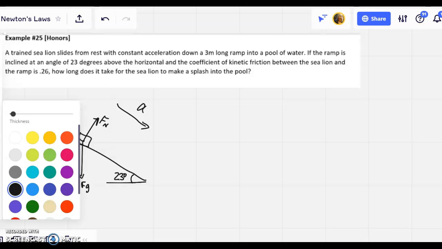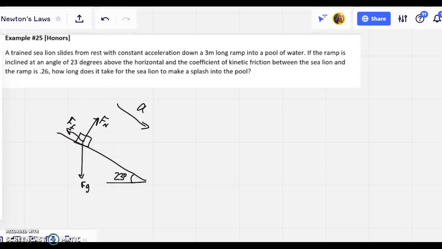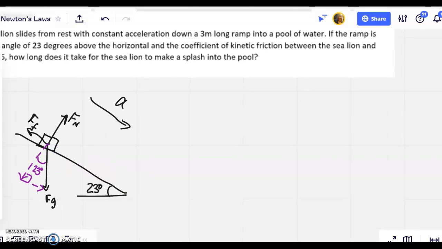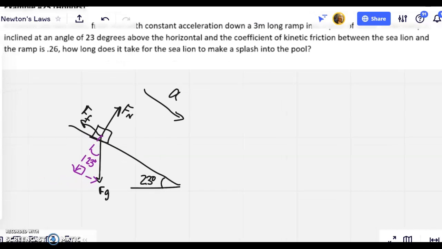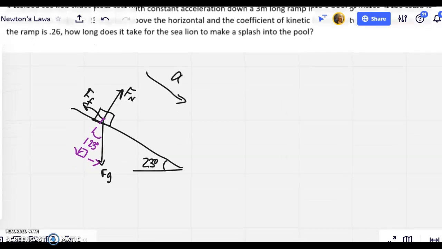If we break up our gravity component into the perpendicular and parallel components, remember this is a right triangle, this is the same angle, then we can write the equations for the normal force, the frictional force, force of gravity, all of that. So I'm going to switch colors here. So first off, we know that the force of gravity is mass times 10 meters per second squared.